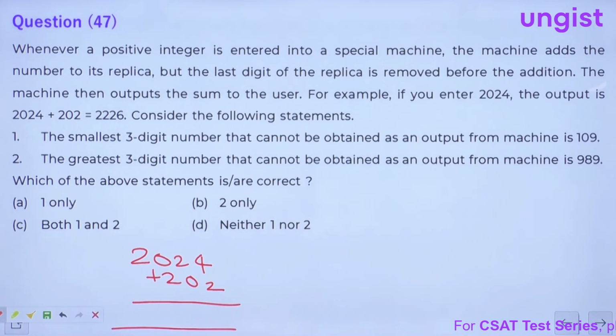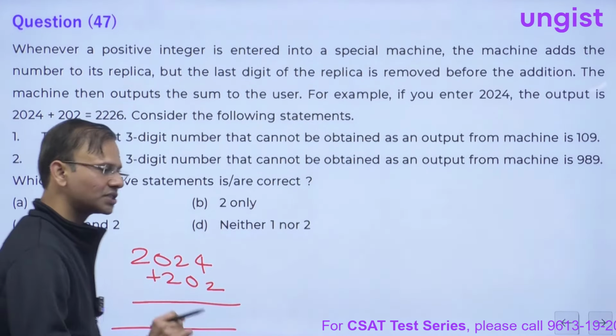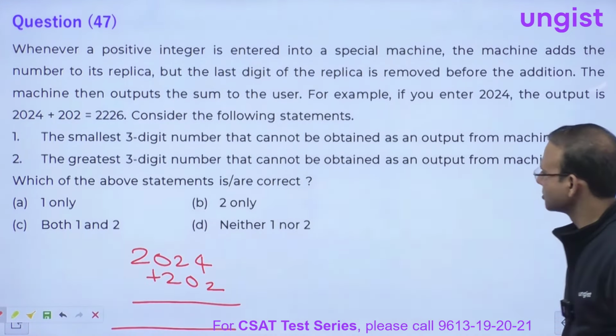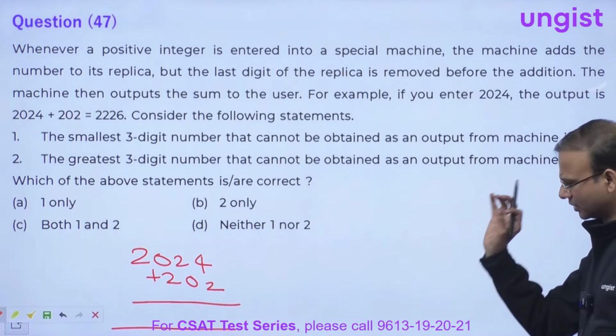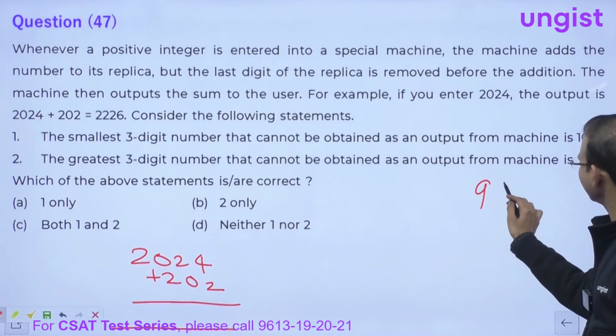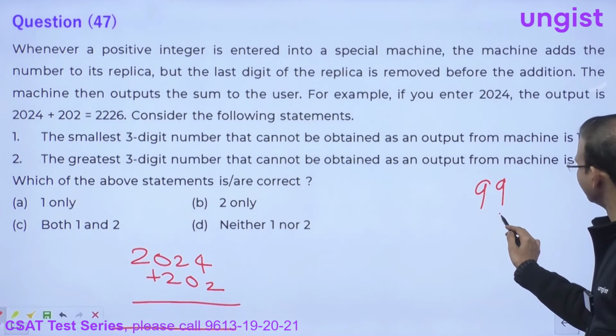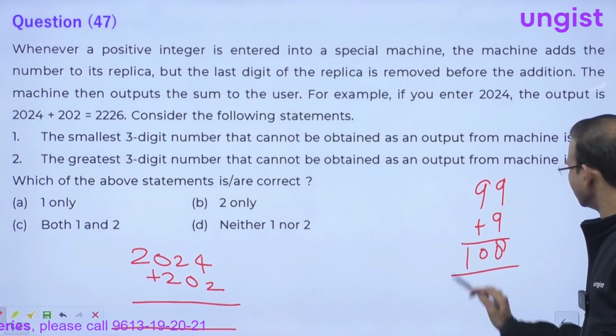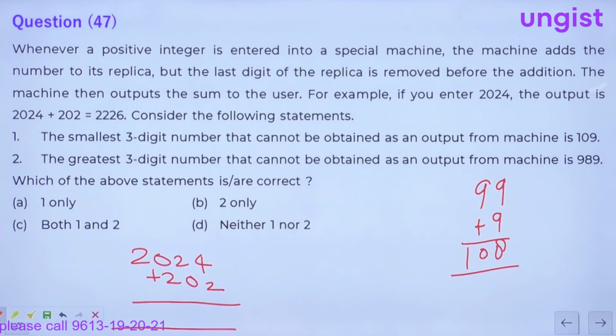So the question is: the smallest 3-digit number that cannot be obtained as an output from the machine is 109. See everyone, the smallest 3-digit number. So guys, just think on it. If you give 99 as input, 99 will be added to 9, and this will give you 108. So can you form 109? 109 cannot be formed. That's it.